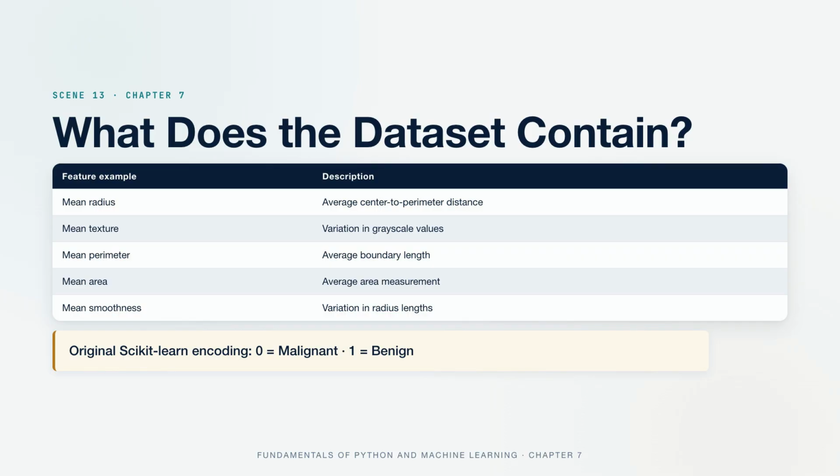The original Scikit-learn target encoding uses 0 for malignant and 1 for benign. This mapping is important. We should never assume what 0 and 1 mean without examining the dataset's target names. The numeric codes are labels. They do not imply that one class is more important than the other.